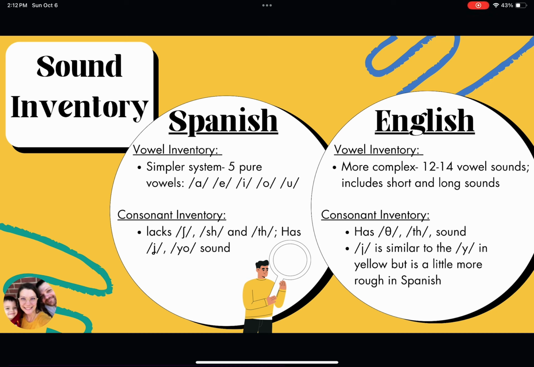Regarding consonants, Spanish lacks certain sounds that are common in English. For instance, the English sh sound, as in ship, does not exist in standard Spanish. The th sound, as in think, is present in English, but present only in some dialects of Spanish. Spanish has its own sounds that English does not have. The Spanish J is pronounced like the English h, but rougher than how it is pronounced in English. These differences can lead to pronunciation challenges for learners of either language.